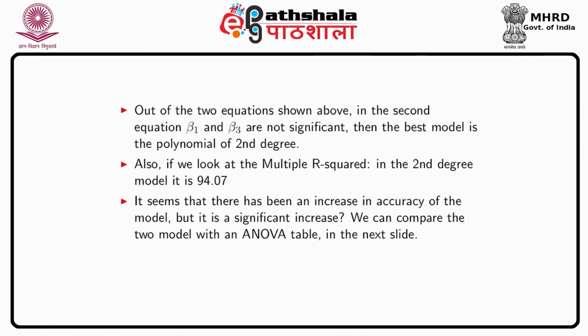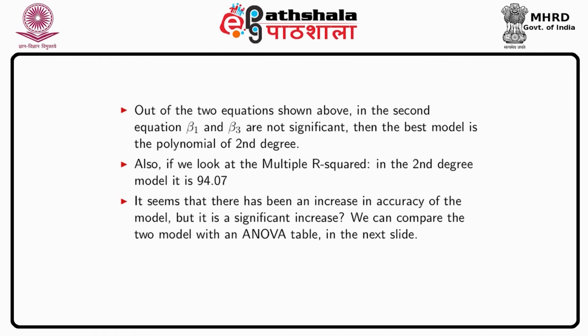So it seems that there has been an increase in the accuracy of the model, but is it a significant increase? We can compare the two models with an ANOVA table, which we will demonstrate in the next slide. Now before we move on to that, let me explain the concept of multiple R square. When you're fitting a regression model with multiple covariates, they could be a polynomial regression or they could be independent X variables. As you increase the number of covariates, the multiple R square will get better and better.